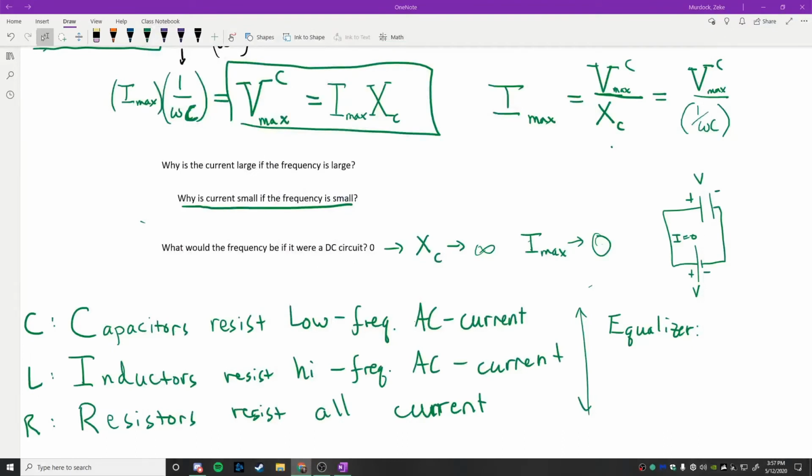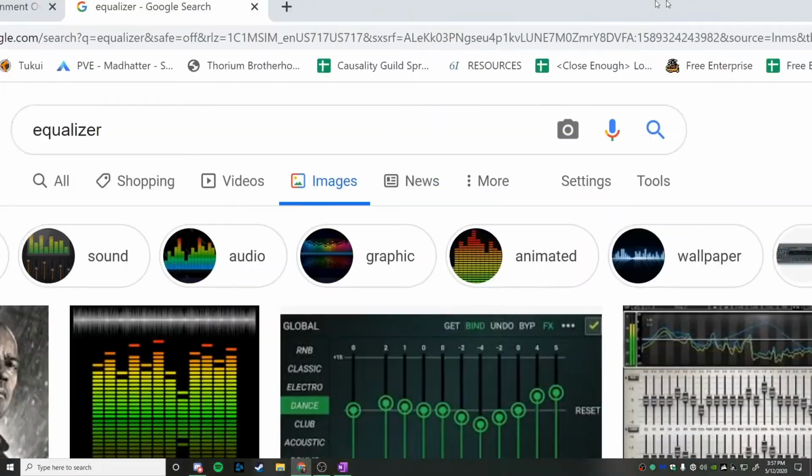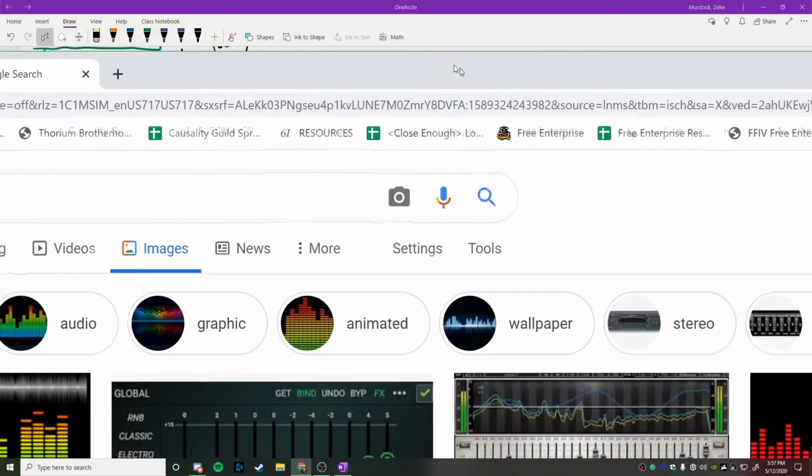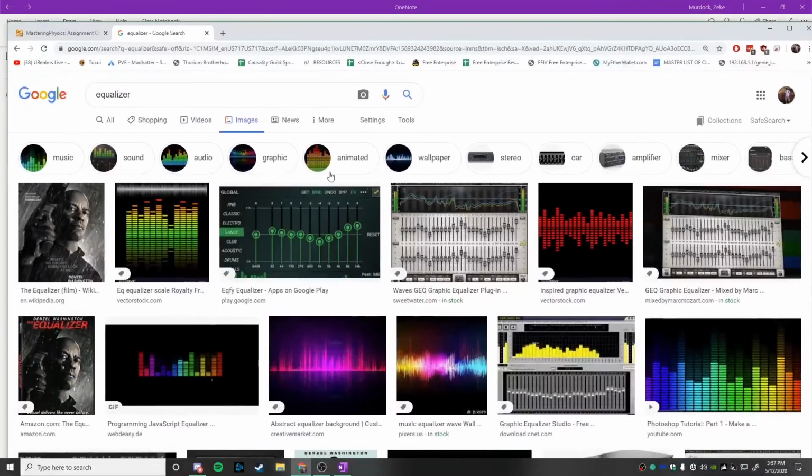So you can find a picture of one here. I'm sure you'll recognize this as soon as I pull it up. Got a lot of images of a Denzel Washington film. Okay, so it's these things. Do those look familiar to you guys? Like this thing right here?